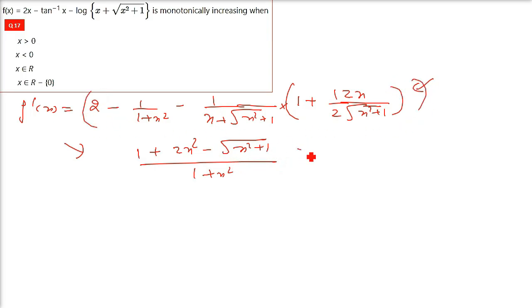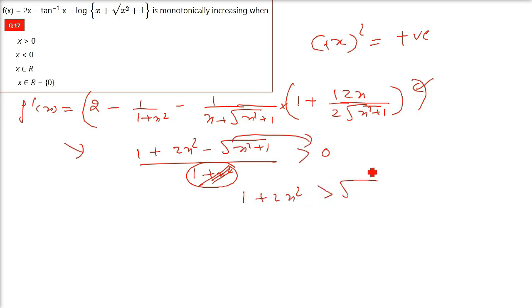Now this is greater than 0. This is given in the question. 1 plus x square will always be greater than 0. Anything with an even power is going to be greater than 0, so even if you add 1 with x square, it doesn't affect. So 1 plus x square will be greater than 0 eventually. What is the numerator? 1 plus 2x square is greater than under root x square plus 1. This is what you get in the numerator.